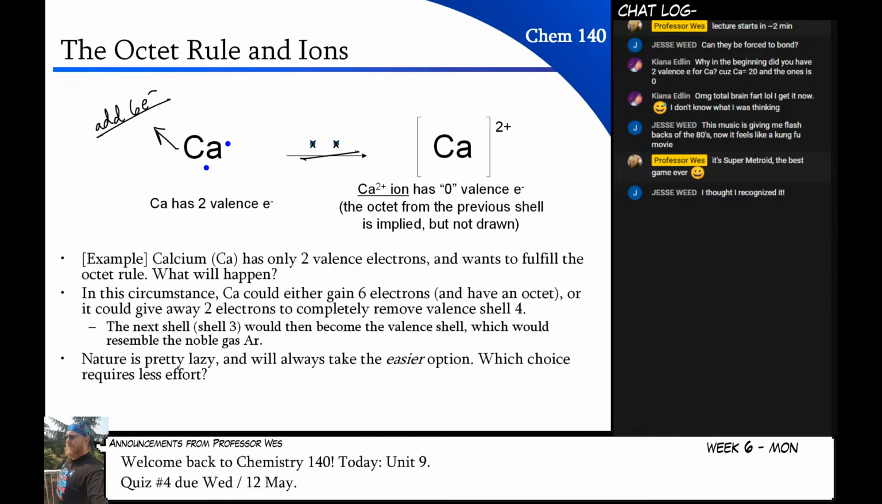So there's always a choice to get to an octet. However, nature is lazy. Nature will always take the easiest option because that's the one that requires the least amount of energy. So if you aren't sure which direction to go to get to an octet, remember, go in the direction that is the shortest. So 2 is closer to 0 than it is to 8, so we're going to get to 0 electrons, which counts as an octet. 5, on the other hand, is closer to 8, so we're going to gain electrons until we get to 8. We're not going to lose 5. Too much effort. Choose the path of least resistance.